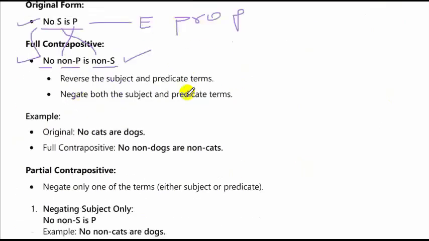Okay, let's continue now. So what you have to do is, first you have to reverse the subject and the predicate terms, which I already explained. The predicate of the original becomes the subject of the contrapositive, and the subject becomes the predicate of the contrapositive. The subject of the original also becomes negative, predicate also becomes negative. So we have to negate both the subject and the predicate terms. I hope this is clear.